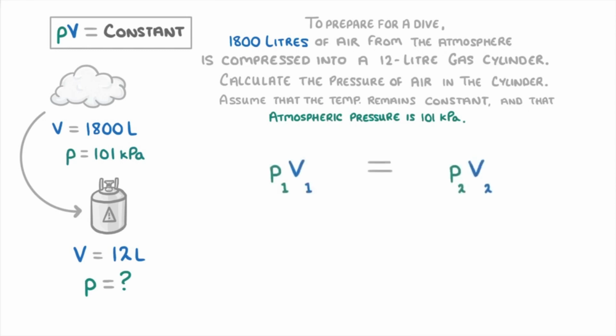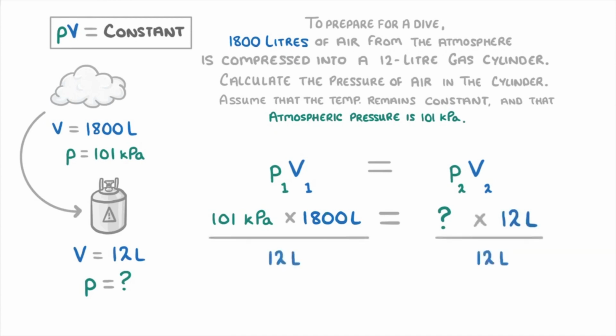So if we take the equation we just mentioned, all we have to do is substitute in 101 times 1800, which will equal something times 12. Then we just divide both sides by 12, and that'll give us a pressure of 15,150. And importantly, that will be in the units of kilopascals, as we used kilopascals for the units of our atmospheric gas.